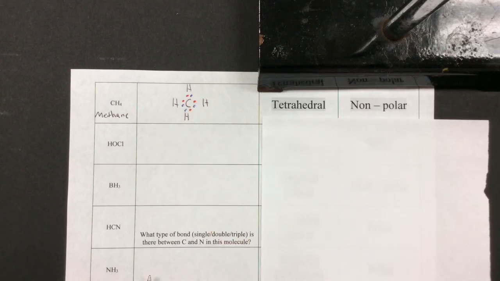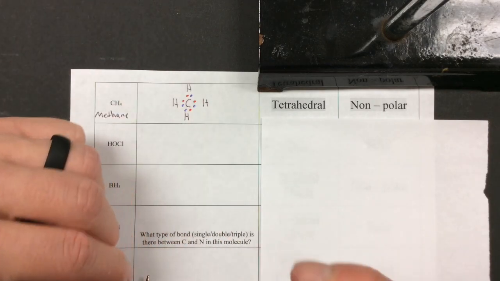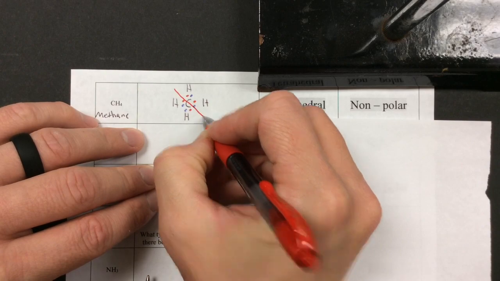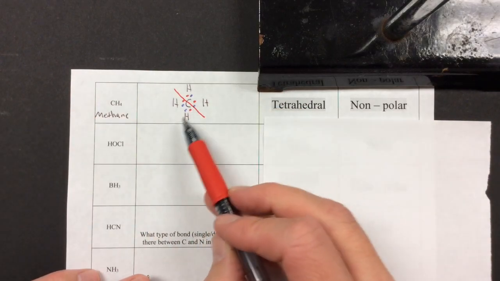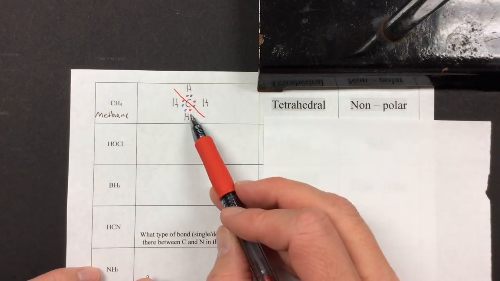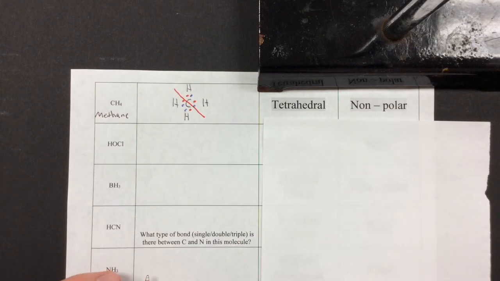This is tetrahedral and is nonpolar because if you cut this element down the middle, you cut it in half, both sides of that compound look exactly the same. So because both sides are the same, that is a nonpolar compound.